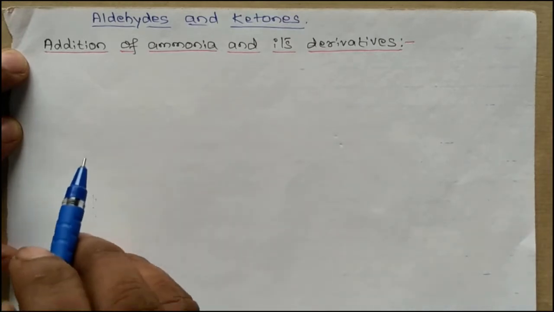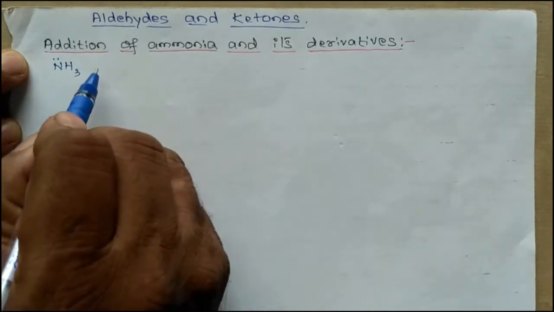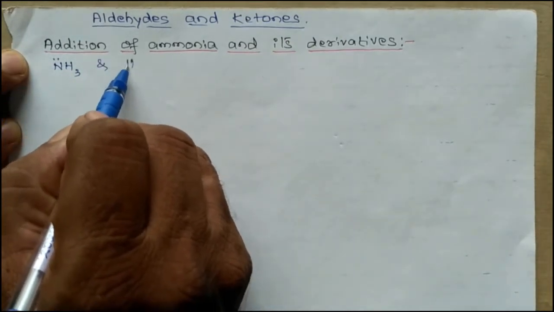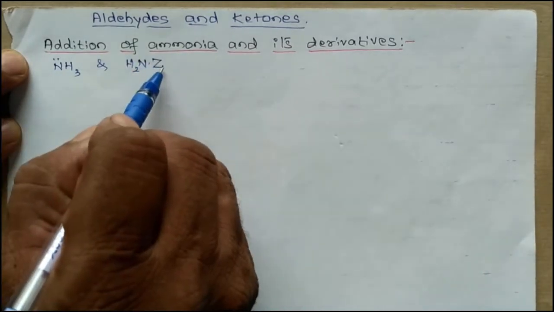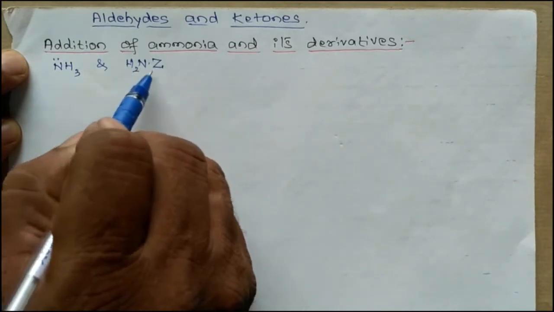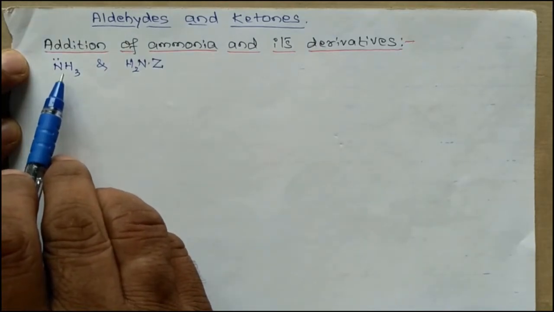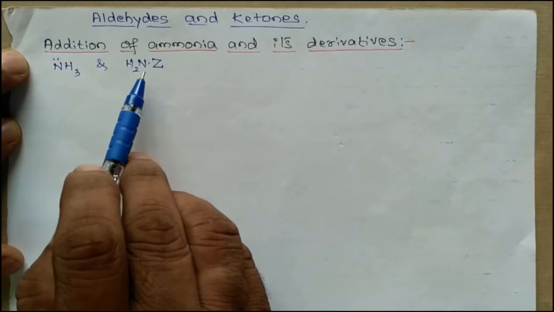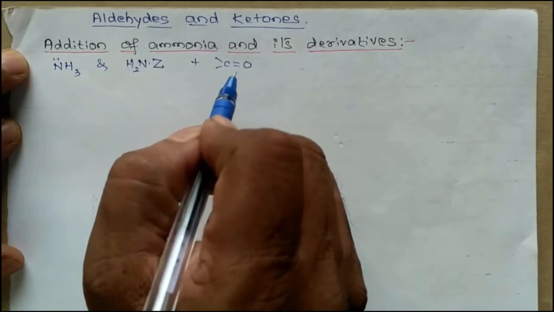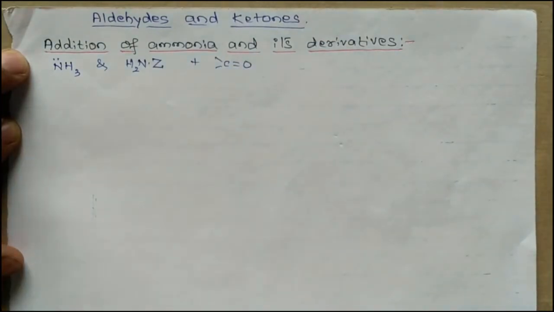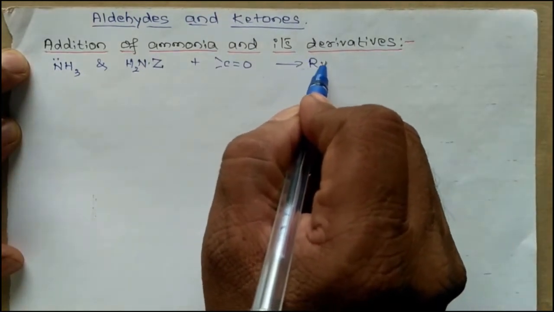Nucleophiles such as ammonia and its derivatives, such as H2NZ, where one of the hydrogen atoms is replaced by an atom or group of atoms, are called derivatives. Nucleophiles such as ammonia and its derivatives H2NZ add to the carbonyl group of aldehydes and ketones. This reaction is reversible.